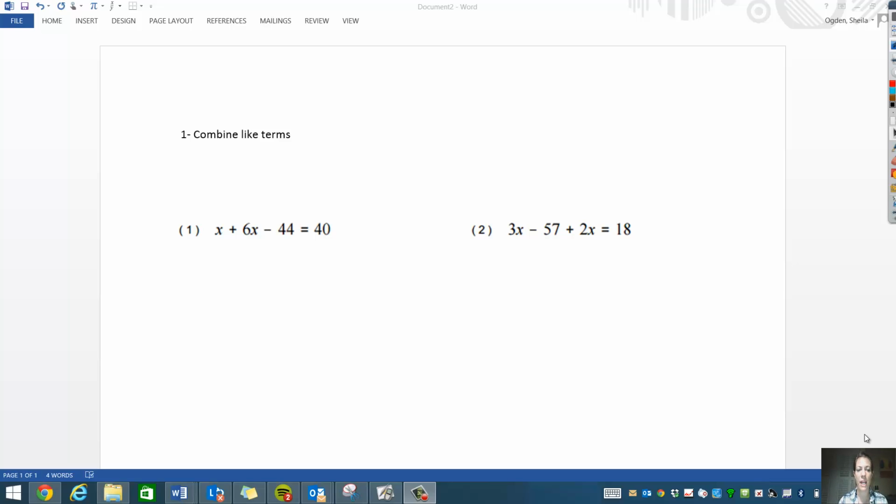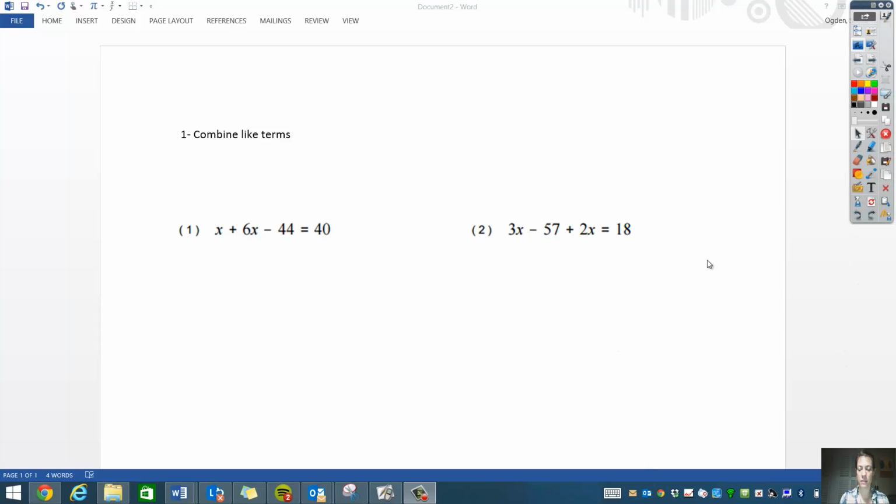So what we're working on today is solving equations by combining like terms and then solving for the variable. It's similar to an objective that we had in the past, but it's a little bit more challenging now that we are working with all the positive and negative operations.